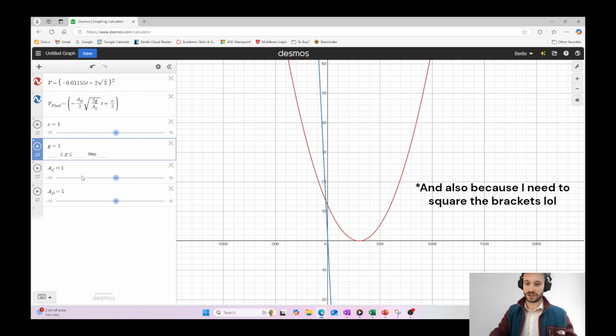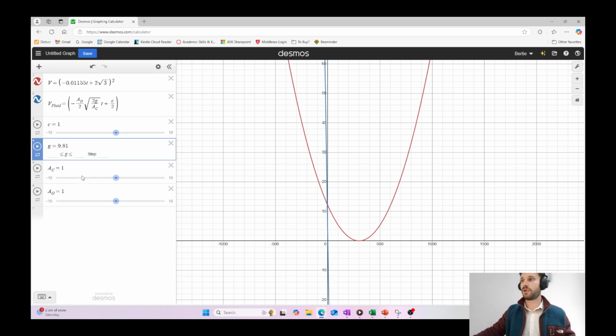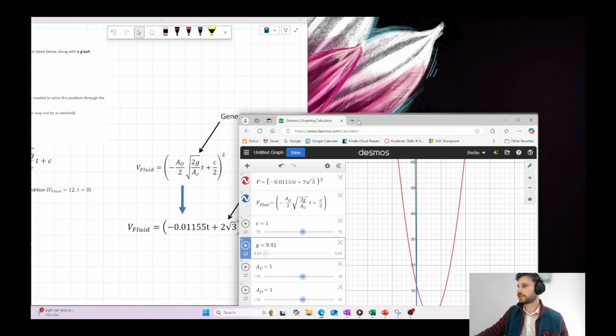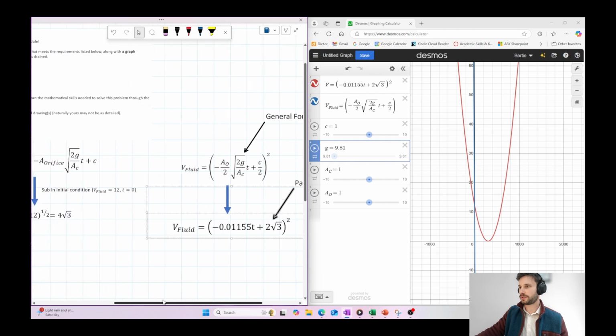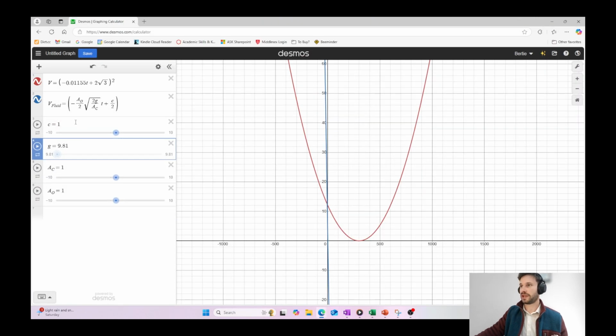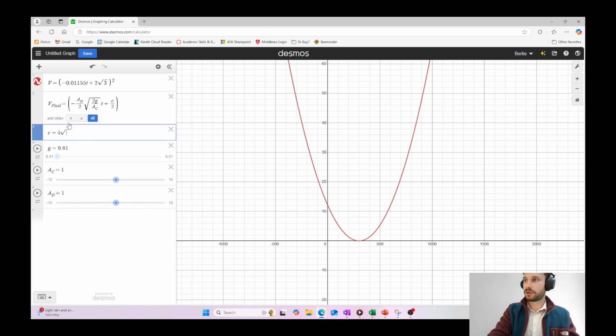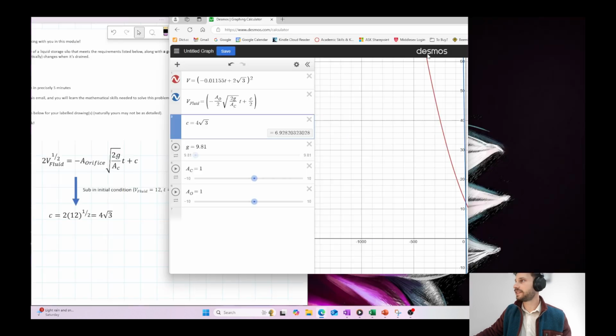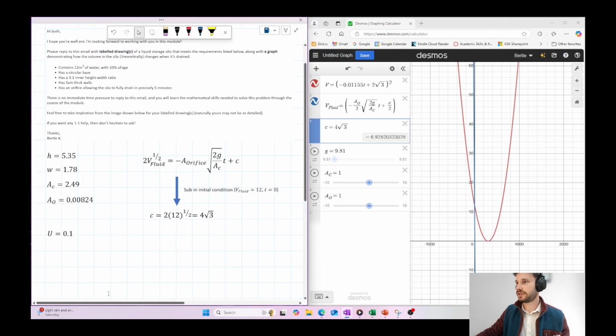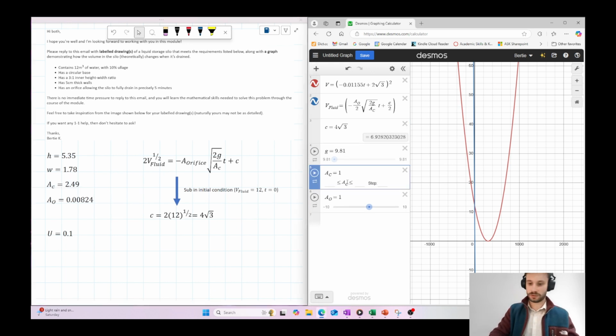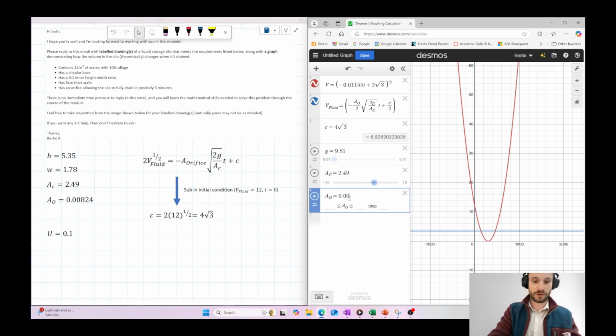Let's define them then. So G, we should know, takes a value of 9.81. I don't really want to change its value. I don't want to see what happens when I change its value, so I'm just going to type in 9.81 for both there. C, we understand takes a value of 4 root 3. I'll get back to C in a minute, but let's just type in 4 root 3 here. AC, let's have a look here. AC takes a value of 2.49. And A0 takes a value of 0.00824.